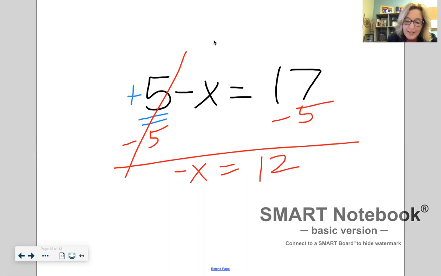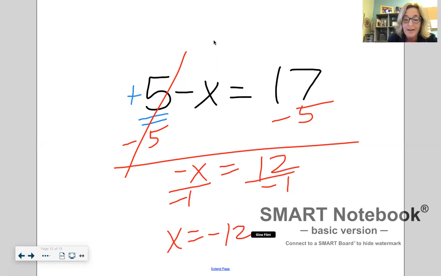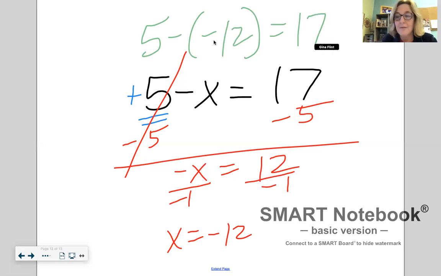So we could divide both sides by -1 because it's like the coefficient is -1. And to undo that multiplication, we would divide. So now we have x is equal to -12. And if you check it, you can see that 5 minus -12 does give you +17.